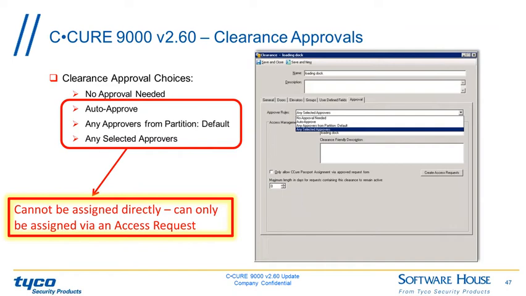Now, again, this is the change that I talked about. Notice that clearances that are set up for auto approver, for any approver from partition or any selected approvers, cannot be assigned directly. They can't be assigned manually, okay? They can only be assigned via an access request.